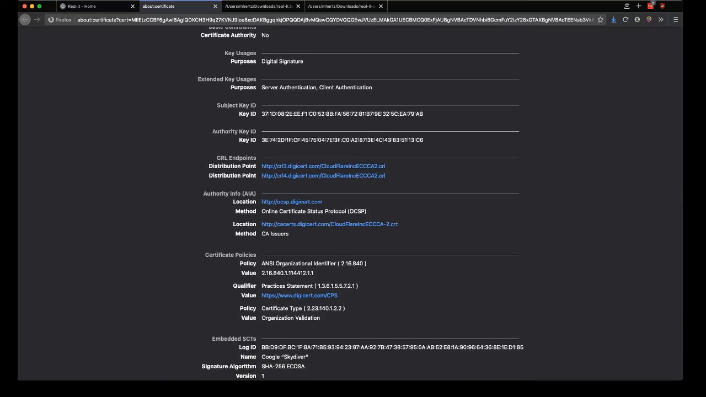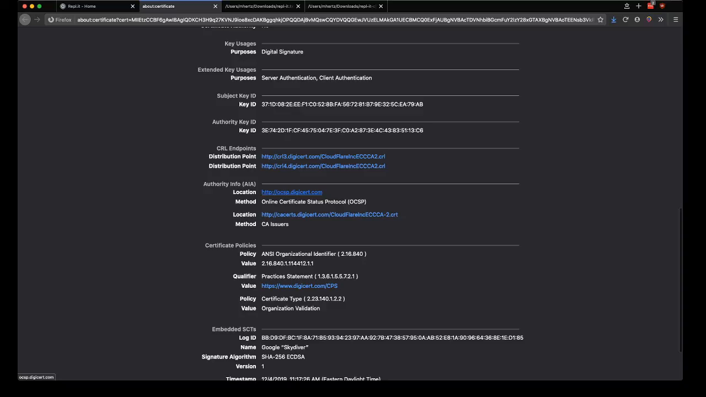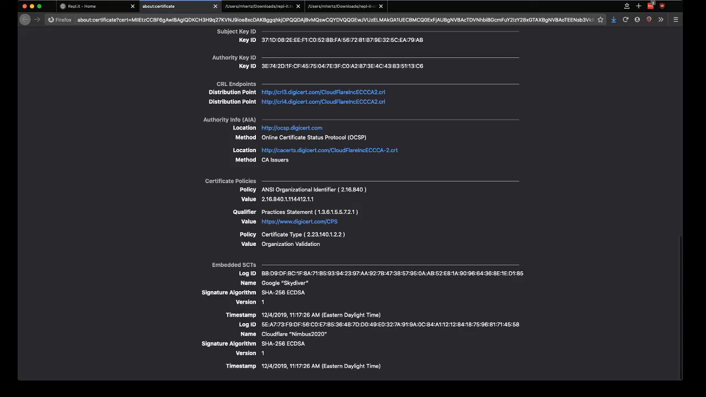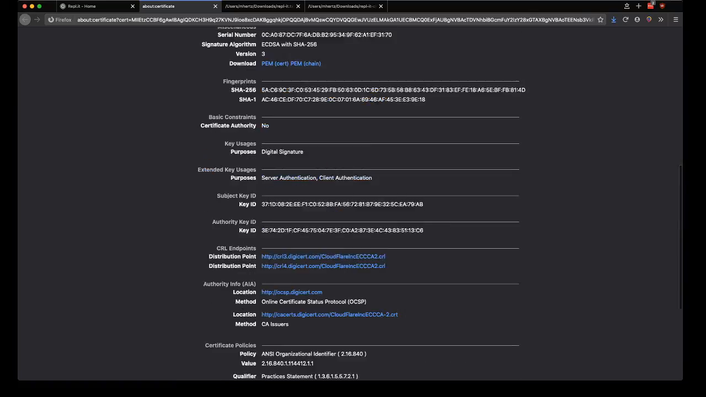So the other thing it happens to include is what the authority info is. So where this certificate comes from, right? So we can see who this was being provided by, who the certificate issuer is, who is going to verify that. We can see the policies that were being used.